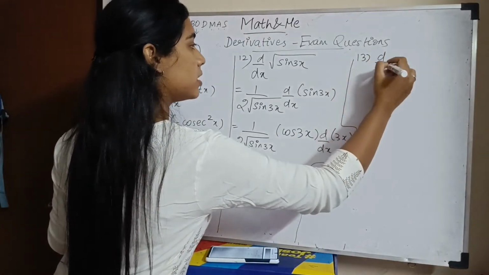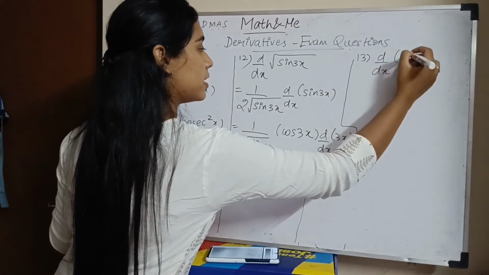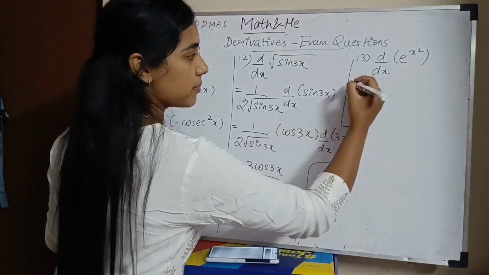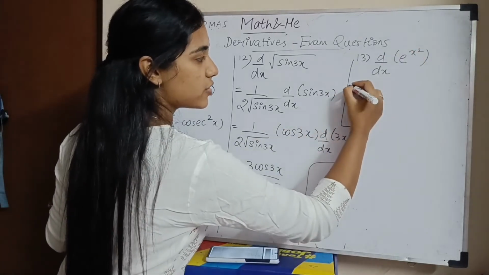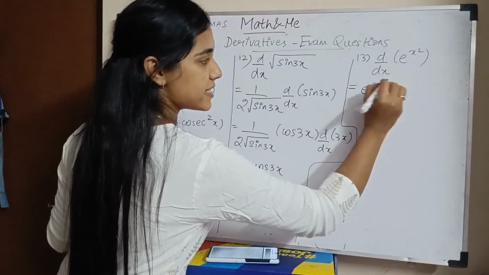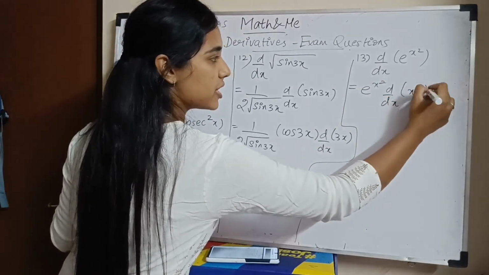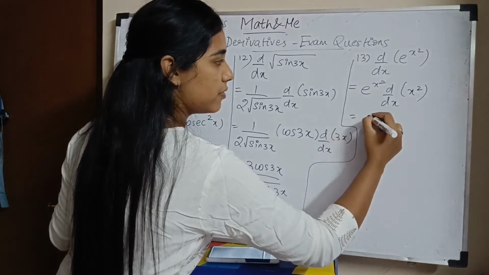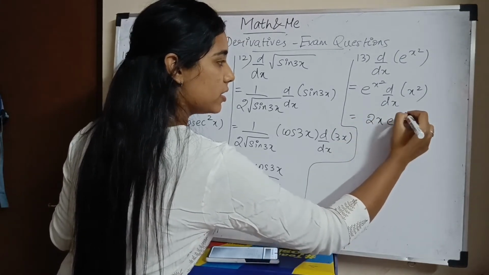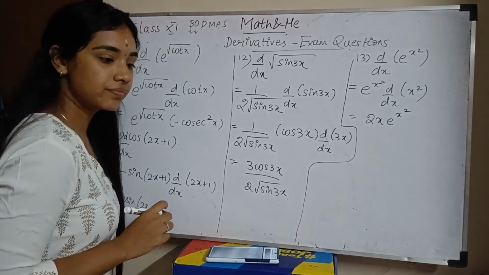Next question. d by dx of e to the x square. So e to the x, the derivative is e to the x itself. You have d by dx of the function, which is x square. So you have 2x e to the x square. Okay?